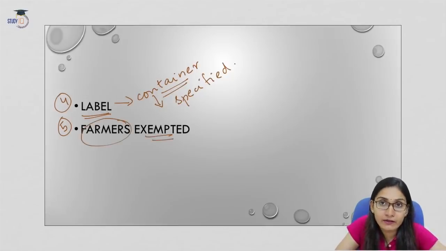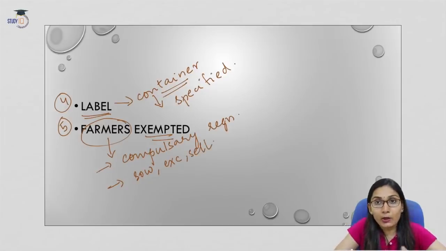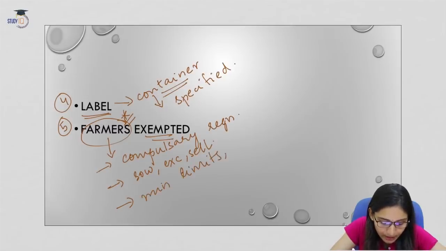Let us see what the exemptions given to the farmers are. The bill exempts farmers from the requirement of compulsory registration. We have seen that compulsory registration is mandatory under the draft bill. Now, the farmers are exempted from compulsory registration. Also, the farmers are allowed to sow, exchange or sell their farm seeds and planting material. So, without registration, the farmers can freely sow their seeds, exchange their seeds or sell their seeds. So, exemption has been given to the farmers. And also, the farmers do not have to conform to the prescribed minimum limits of germination, physical purity, genetic purity, etc.